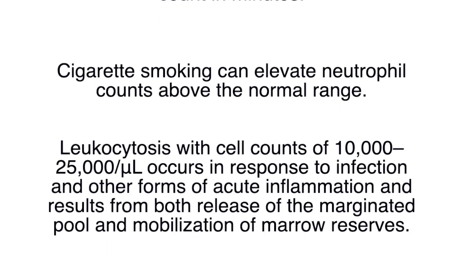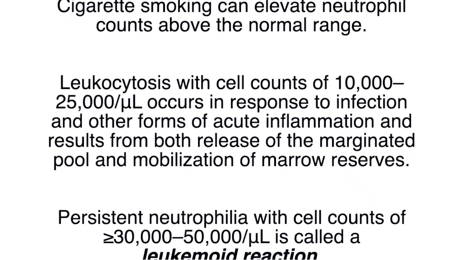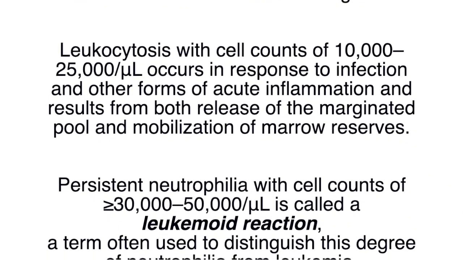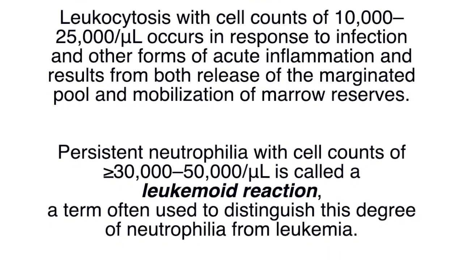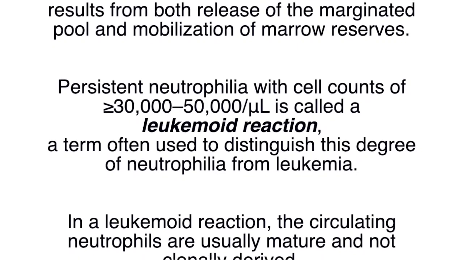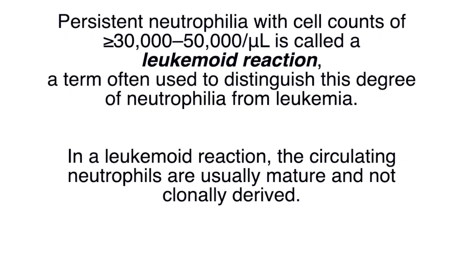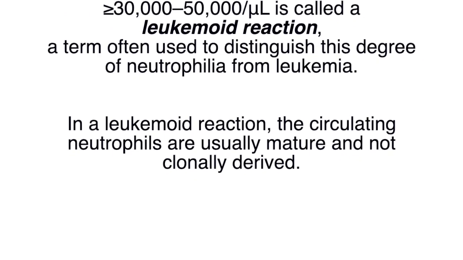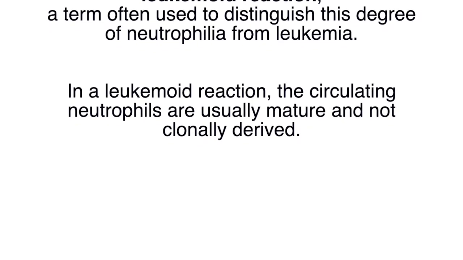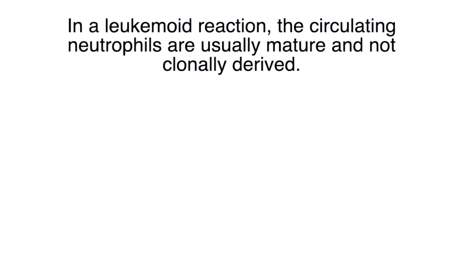Leukocytosis with cell counts of 10 to 25,000 per microliter occurs in response to infection and other forms of acute inflammation and results from both release of the marginated pool and mobilization of marrow reserves. Persistent neutrophilia with cell counts of 30 to 50,000 per microliter is called a leukemoid reaction, a term often used to distinguish this degree of neutrophilia from leukemia. In a leukemoid reaction, the circulating neutrophils are usually mature and not clonally derived.